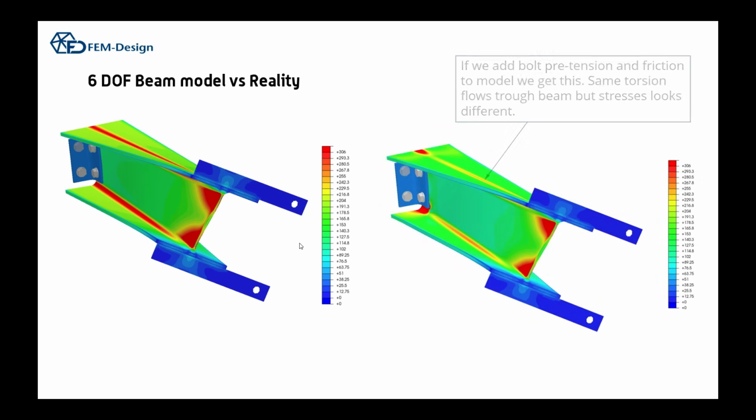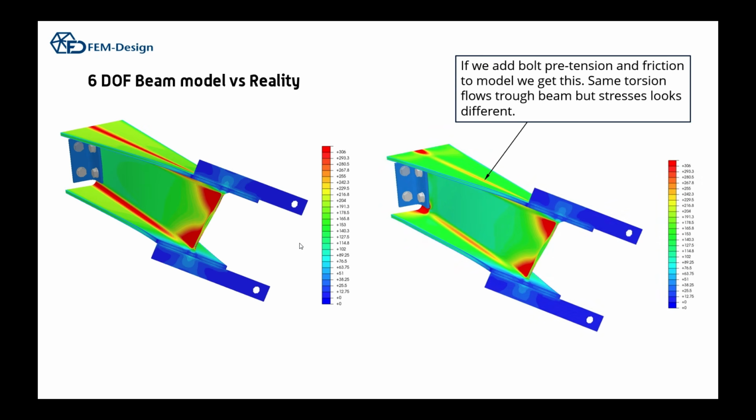So we make a bit of a modification to our beam model. Let's add friction of the bolts and preload of the bolts to the model and see what happens. If you look at the middle of the beam here, you can see that exactly the same torsion is flowing through the beam. But if you look at the stresses, they are a bit different if we modify the boundary conditions of the beam.